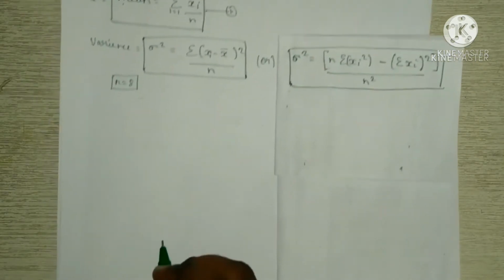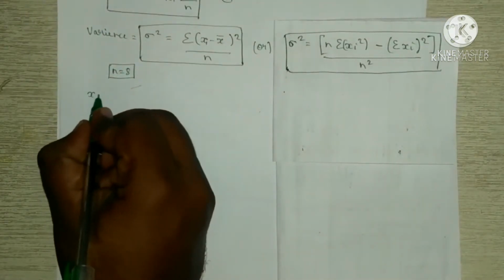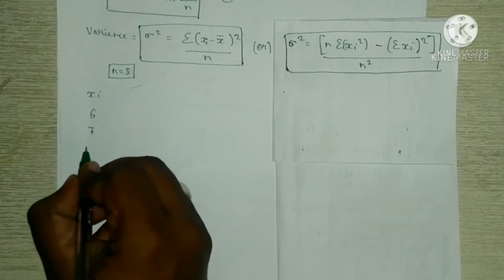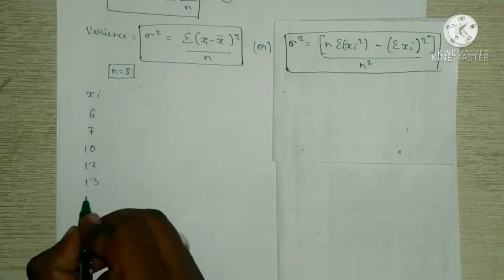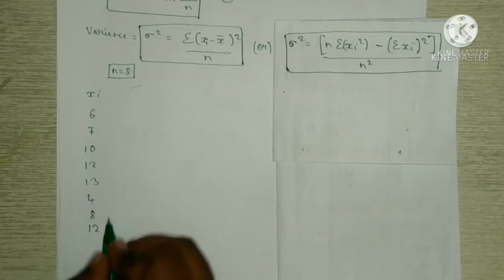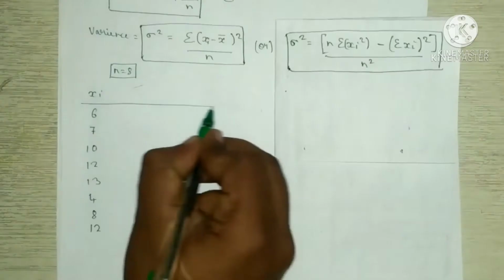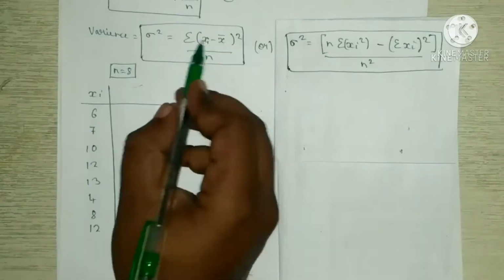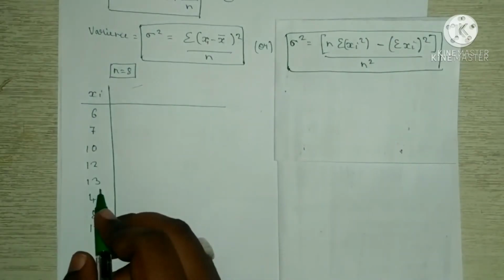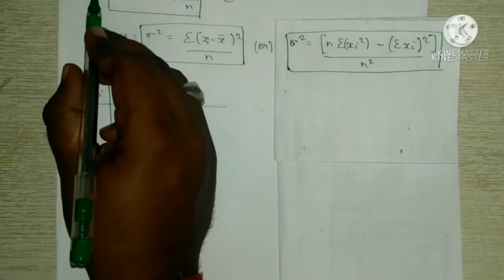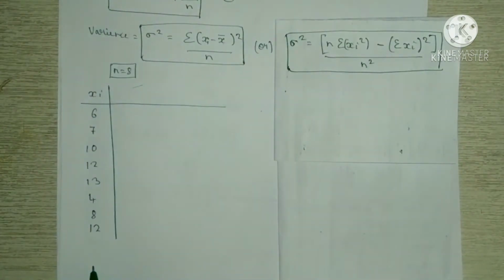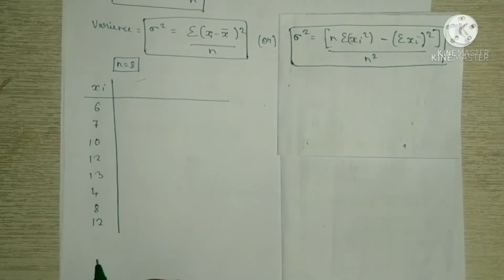First we will find xi. xi is equal to 6, 7, 10, 12, 13, 4, 8, 12. How many digits? 1, 2, 3, 4, 5, 6, 7, 8. n is equal to 8. Next, we need to find x bar. We need to find it with the help of the mean. x bar is equal to summation xi by n.